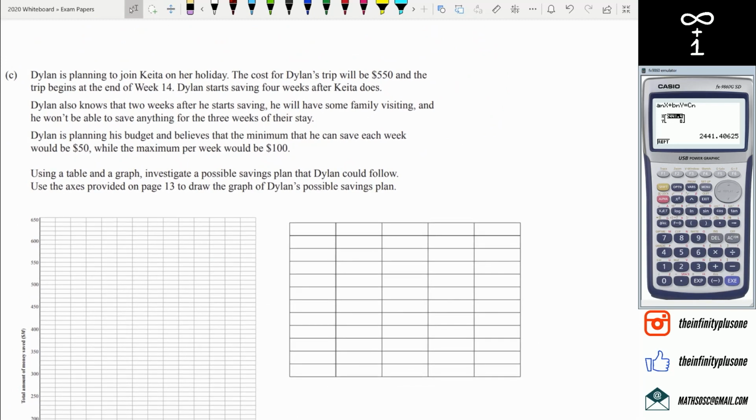Lovely, we've got another person actually joining the trip. Okay guys, so with this question here, Dylan, good old Dylan, what is he doing? Cost of Dylan's trip is 550. Trip begins at end of week 14. He starts saving 4 weeks after Keita does. So basically, we've got a whole bunch of information, and we need to put that in a table and an equation and try and work it out.